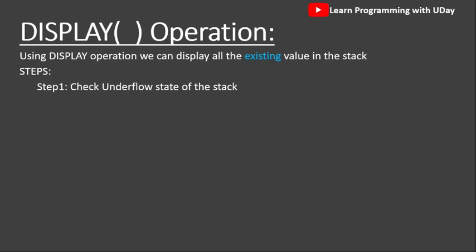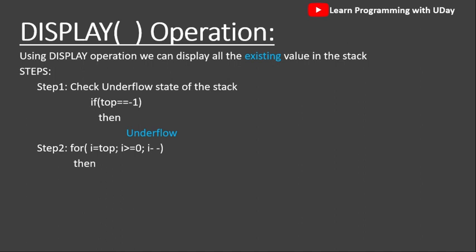We check the underflow state by checking top equals -1. If top equals -1, then we tell that the stack is empty or it is in underflow state. If this condition fails, then we start a for loop. Using the for loop, we will print all the numbers from top to bottom. Here I have initialized the I variable to top, and I am repeating this for loop till I reach the 0th index of the stack, and I decrement the I variable from top to 0.